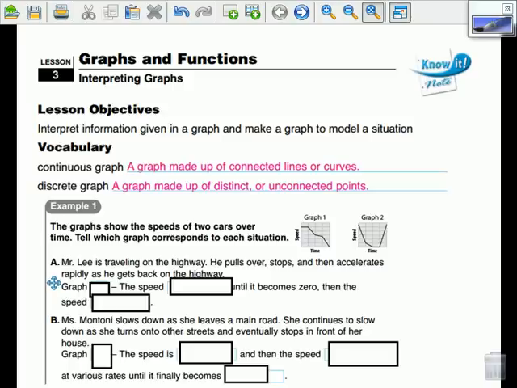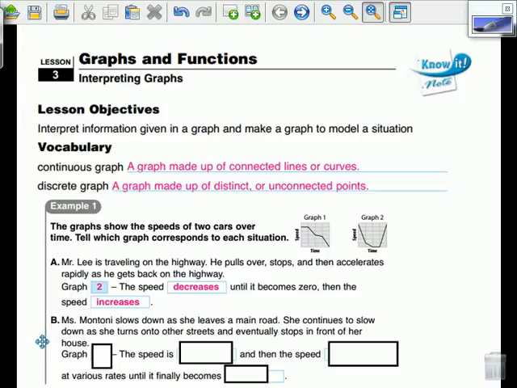So let's look and see which one goes with each situation. Mr. Lee is traveling on the highway. He pulls over, stops, and then accelerates rapidly as he gets back on the highway. So we have to decide, is that graph 1 or graph 2? So he's traveling on the highway, so he'd probably go pretty fast, so probably not just a steady speed right here. He stops and pulls over, so it's going to be flat, and then he accelerates. So this is actually going to be graph number 2. And the explanation again is the speed decreases until it becomes 0, and then the speed increases.